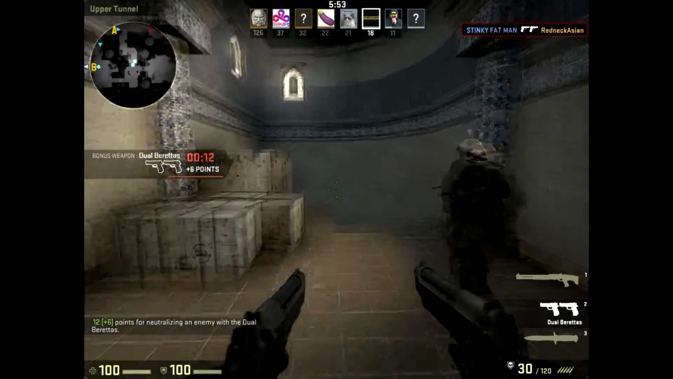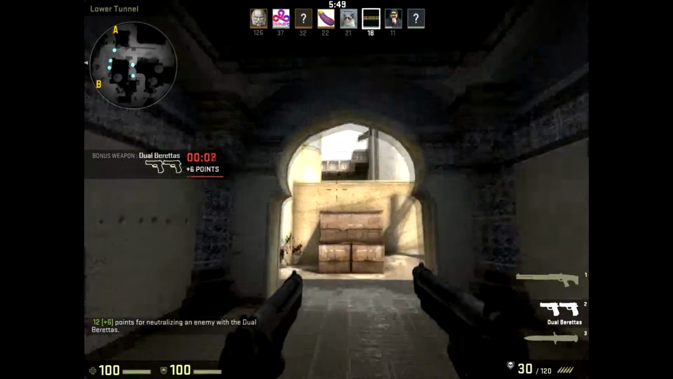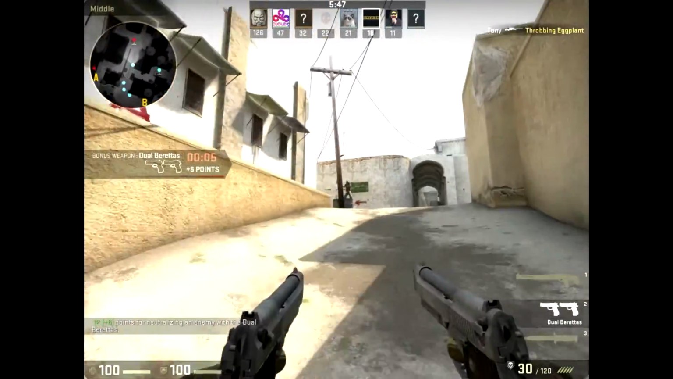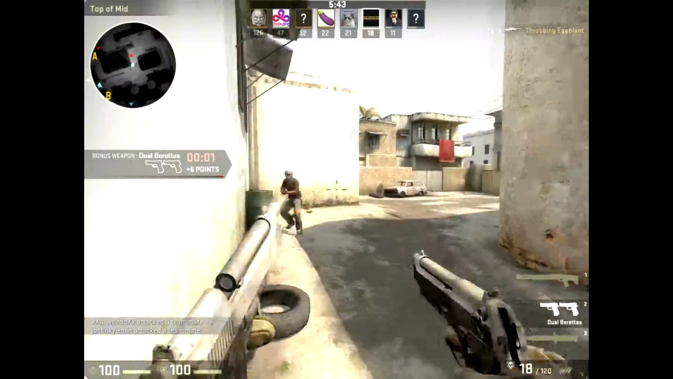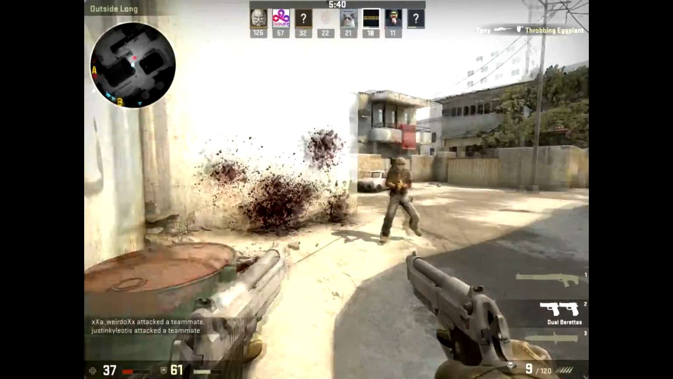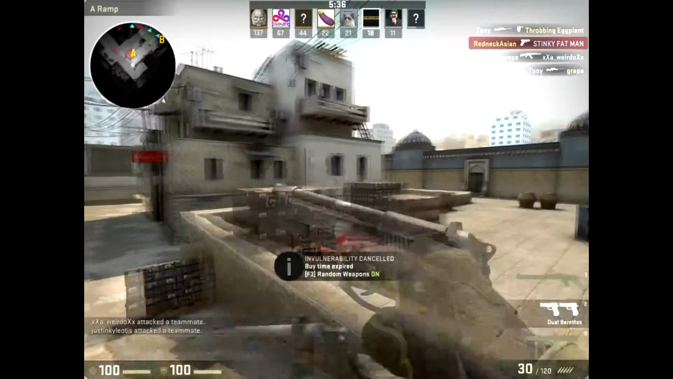Right now this video is recorded with Action. It's really good FPS and quality. The reason why there are black lines is because I shortened the game, like minimized it. So that's why.